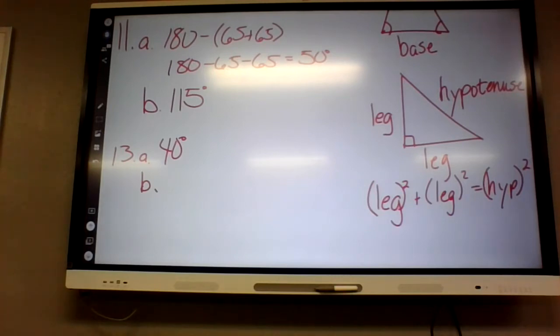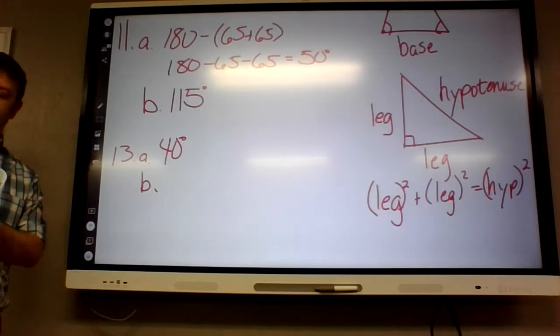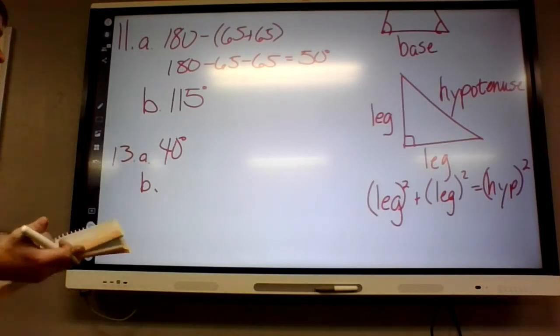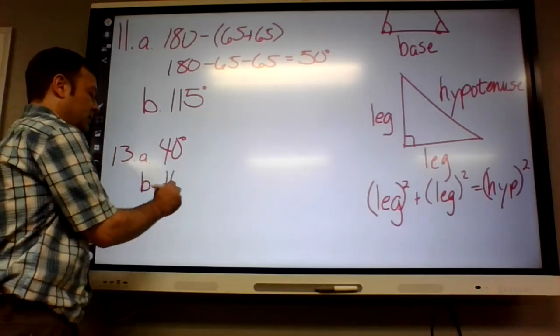The reason we know that is because the red arcs tell us that. And then there's K, 100. Right. So the bottom two, the base angles, are 40 and 40. So together that makes 80. So 180 minus 80 leaves 100 degrees.